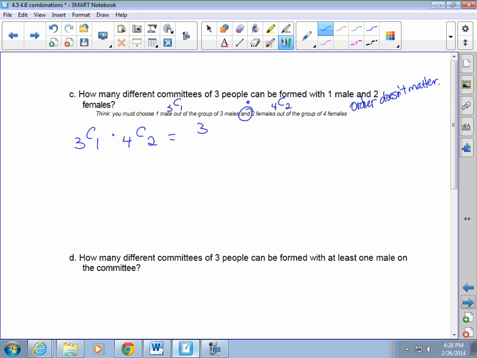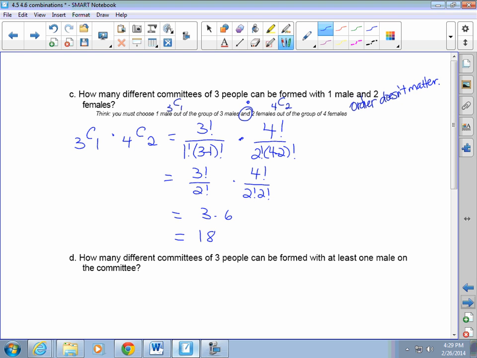So that's the same as 3 factorial over 1 factorial times 3 minus 1 factorial. And then I'm multiplying that to 4 factorial over 2 factorial times 4 minus 2 factorial. So this is the same as 3 factorial over 2 factorial times 4 factorial over 2 factorial times 2 factorial. So this is 3 times 6. So we have 18 different committees for this one.